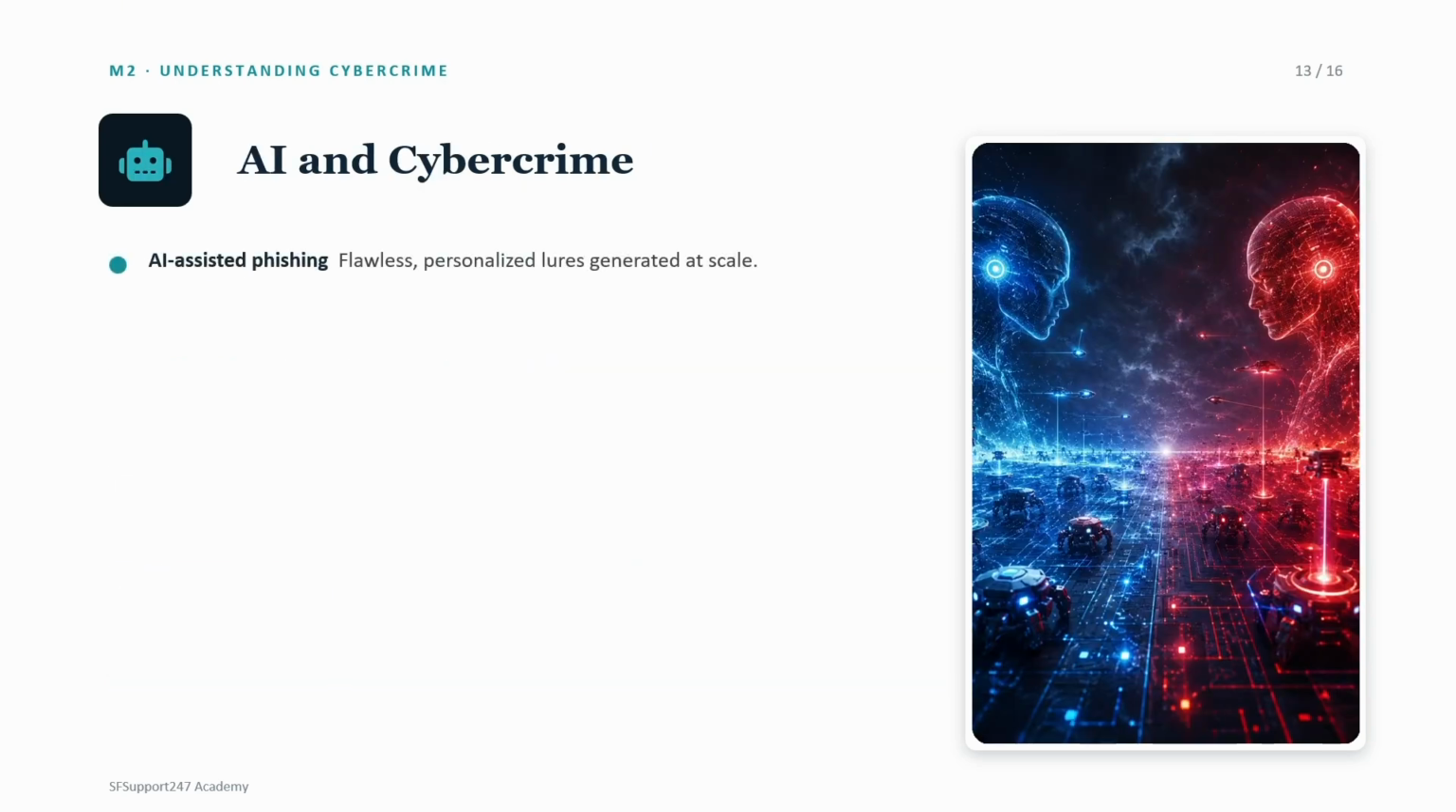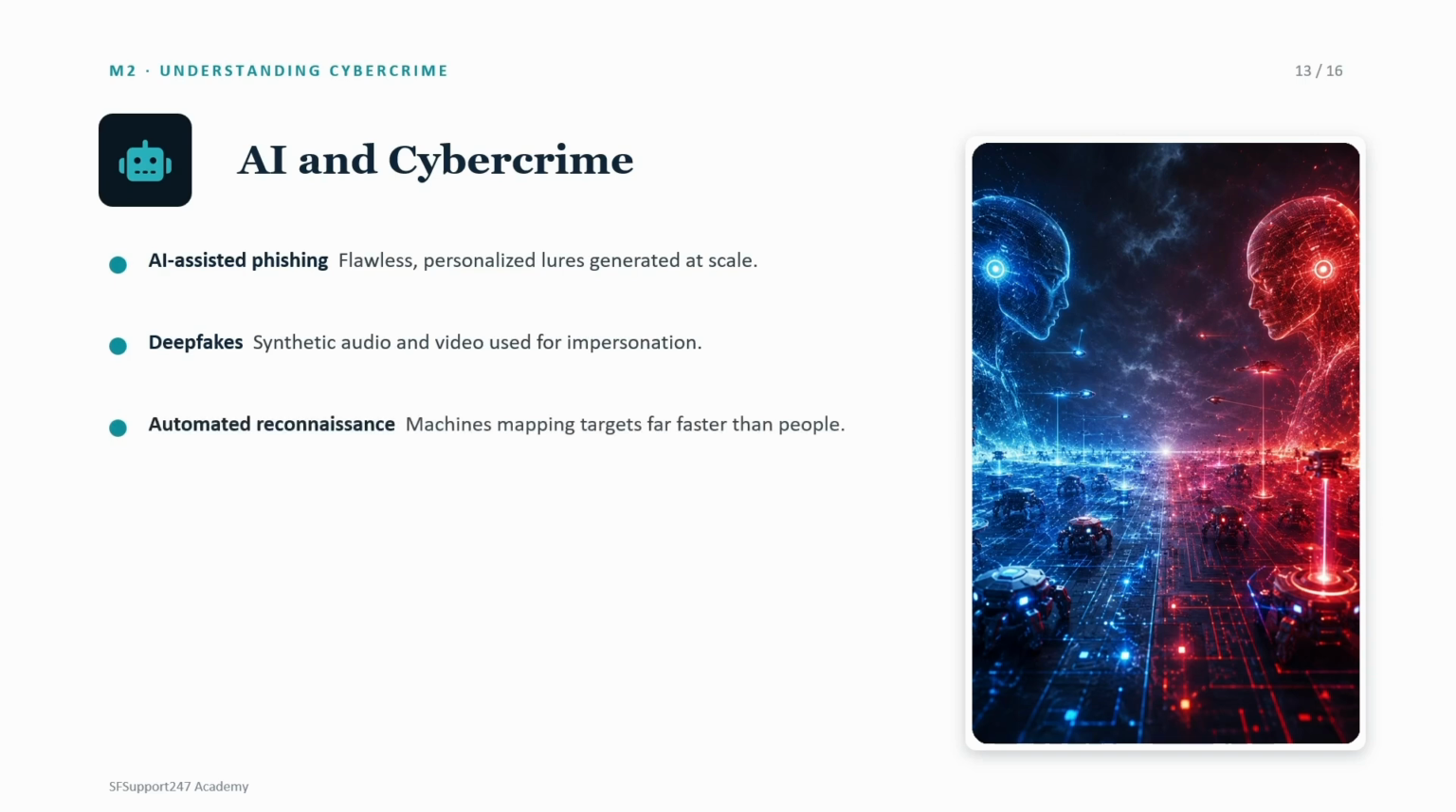AI and cybercrime. Flawless, personalized lures generated at scale, AI assisted phishing. It's like a knife, right? People can use it to cut vegetables or fruits, or they can use it to harm people. Artificial intelligence is also like that. It can be used for good, and there are some people who have bad intentions, and they are using it. And deep fakes, synthetic audio and video, are used to impersonate people.